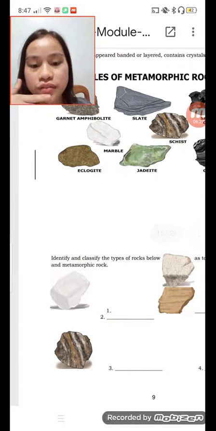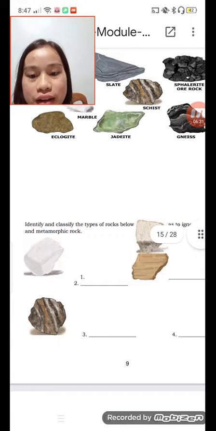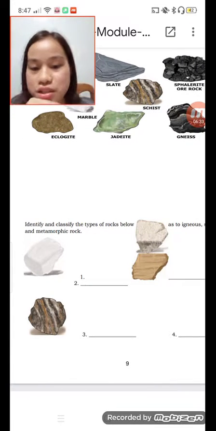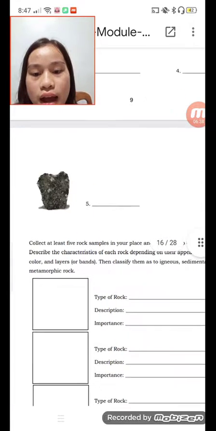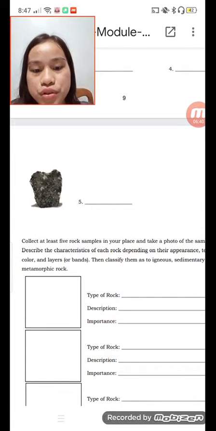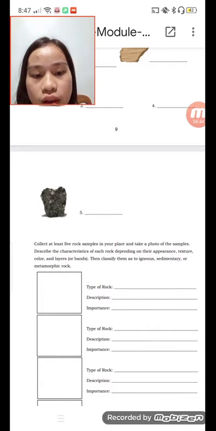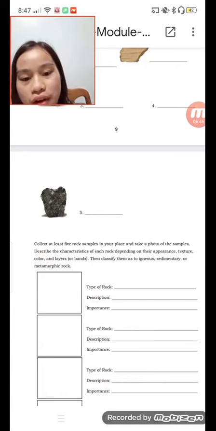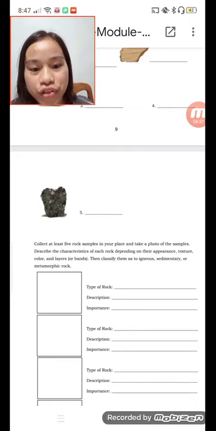Then identify and classify the types of rocks below as igneous, sedimentary, or metamorphic using 1, 2, 3, 4, 5. Then collect at least 5 rock samples in your place and take photos. Photo of the samples, then describe the characteristics of each rock depending on their appearance, texture, color, and layers or bands. Then classify them as igneous, sedimentary, or metamorphic.